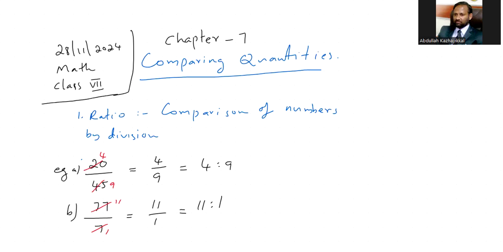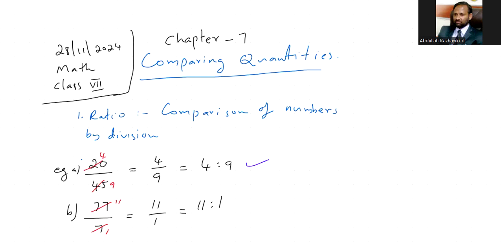Listen here. 20 divided by 45, dividing by 5: 4 fives are 20, 9 fives are 45. So 4 by 9, 4 is to 9. That is the ratio, 4 is to 9. You know how to read that because in class we studied ratio. Now, another example. 77 by 7 is 11 by 1, that means 11 is to 1.